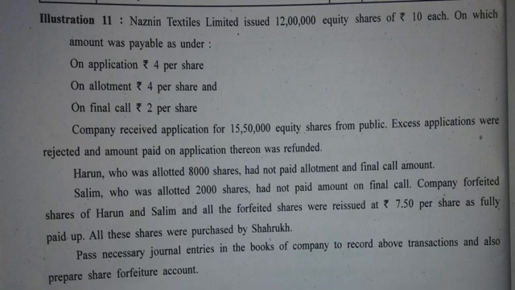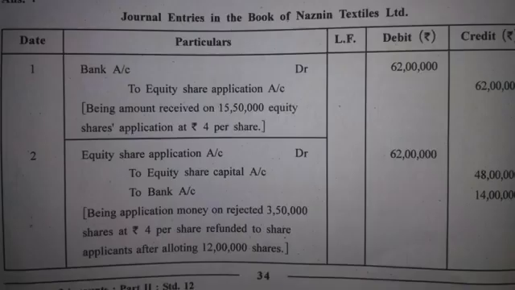So I hope the question is clear by now. The very first thing that you are supposed to do is to prepare the format of journal and give a proper heading. Journal entries in the books of Nazneen Textiles Limited. Yes, this is the format: date, particulars, LF, debit, credit. Alright, let us start then.